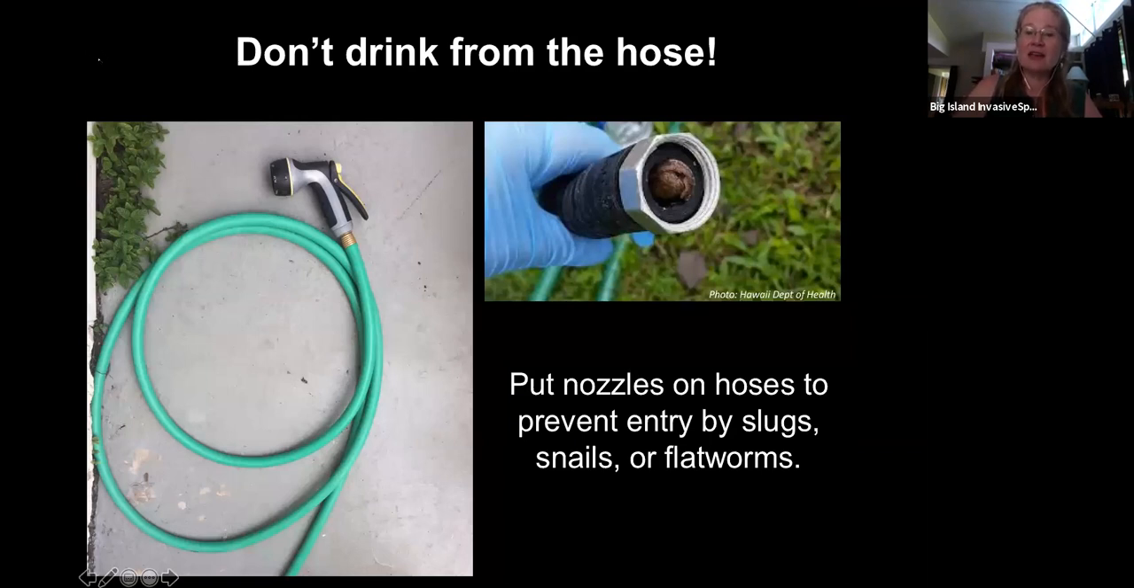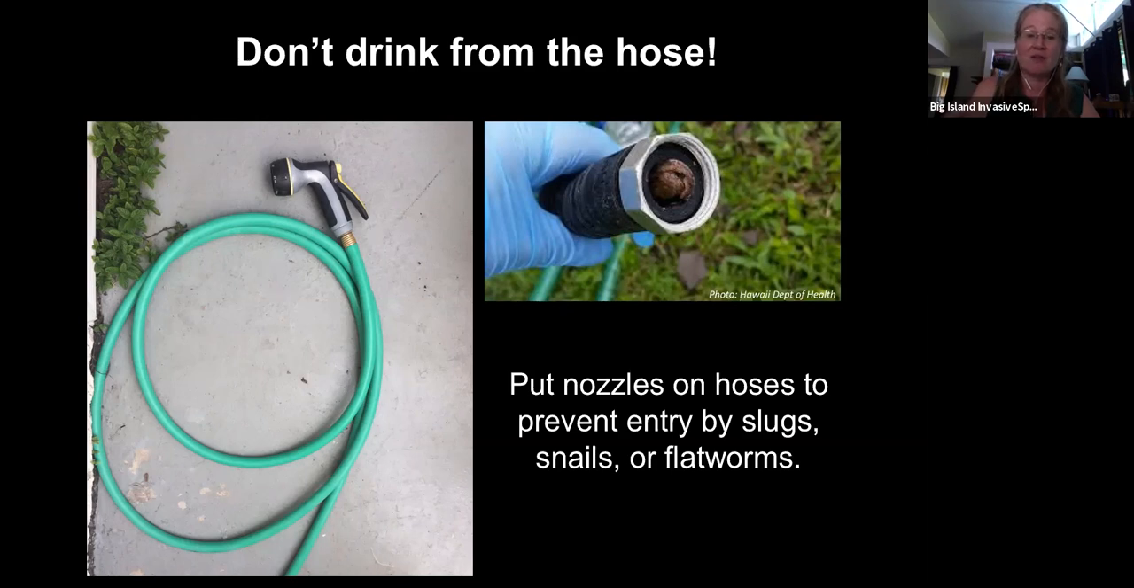Another thing that you can think about is, where are you getting your water source? So this is from the Hawaii Department of Health when they were doing a snail slug inspection on a property, and they found these Cuban slugs all curled up inside a hose. Remember, they are looking for moisture. And so if that's the moist place, then that's where they're going to go. So putting a nozzle on your hose where they can't get in will protect the water that's coming out of your hose.